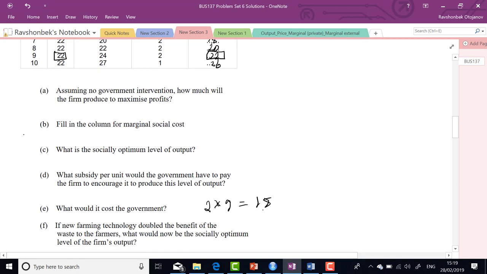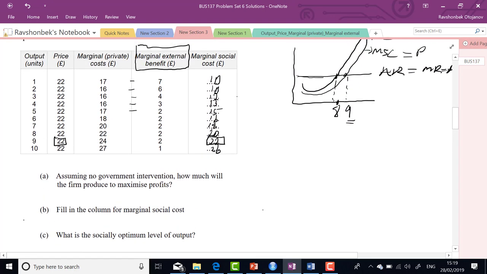F now. If new farming technology doubled the benefit of the waste to the farmers, what would now be the socially optimum level of the firm's output? So the double the benefit of the waste. So what happens now? What do we do?